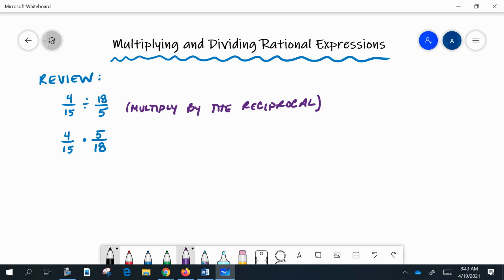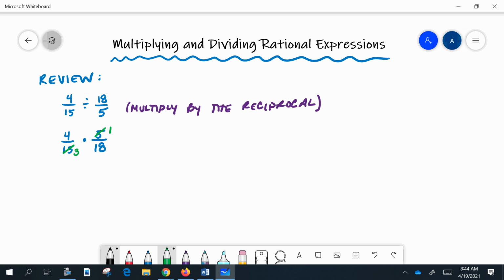What's nice about multiplying fractions is you don't need a common denominator. You basically go across the numerator and you multiply, and then you go across the denominator. But I don't know that I necessarily want to take 15 times 18 and then have to reduce it. So what we can do is a little bit of cross simplifying. I notice that 5 and 15 have a common factor of 5. So 5 divided by 5 makes 1, and 15 divided by 5 makes 3. And so we're reducing those numbers.